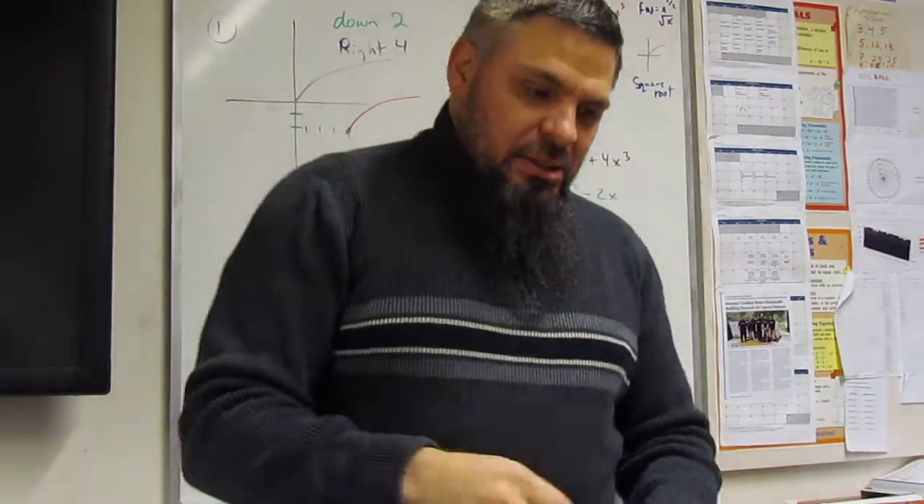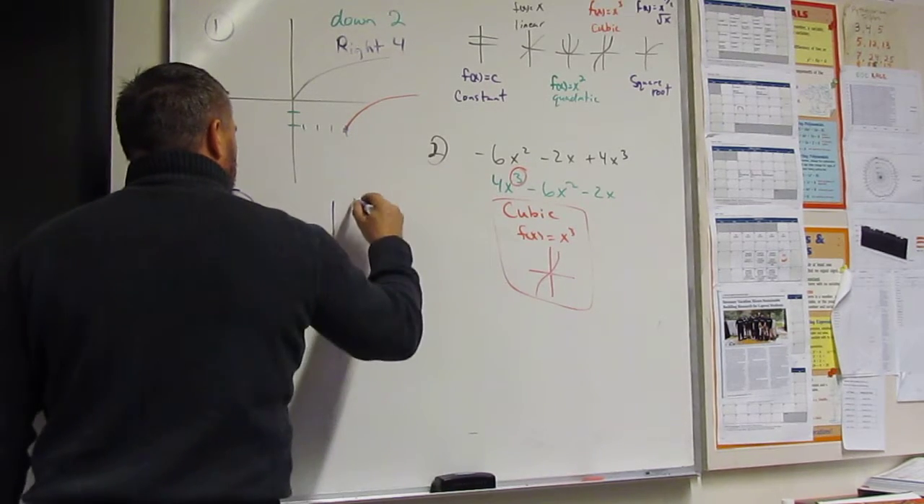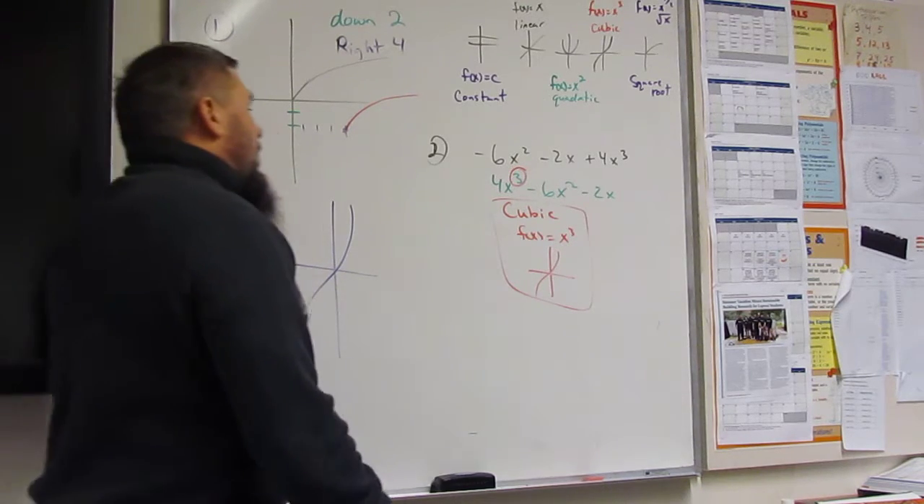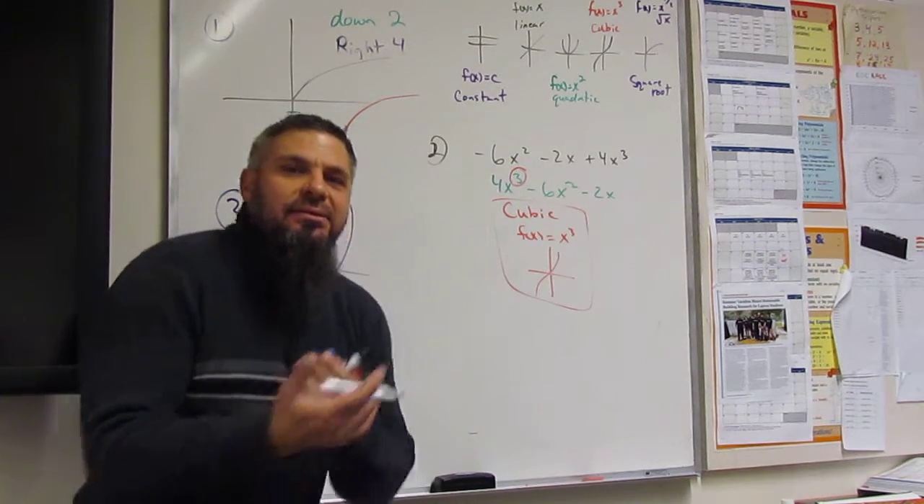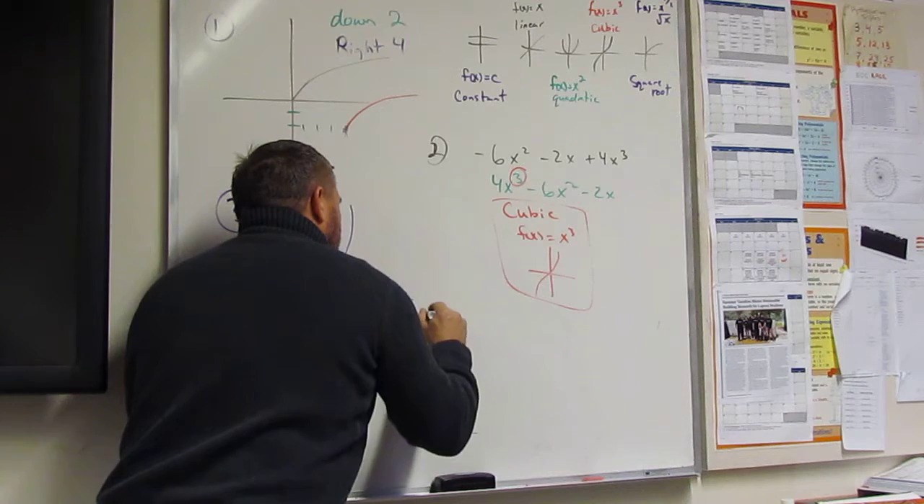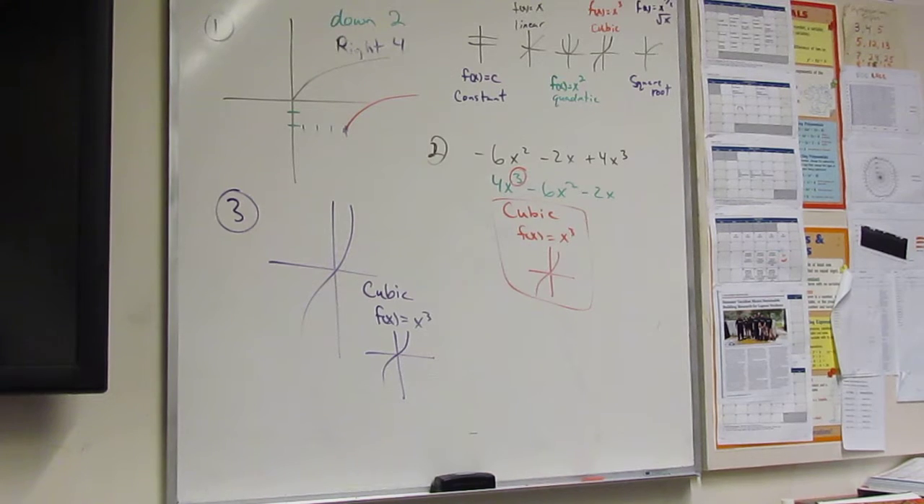Number 3. Number 3 is a picture. It looks like this. What is that? A cubic. So I still need to write it. I still need to go cubic, and then f of x is equal to x cubed, and yes, I still have to draw the little graph. Okay? If you do not do one of these, you will miss points. Why miss points on something so simple? There's plenty to miss points on this test, let me tell you. Don't miss it on this. Does that make sense?